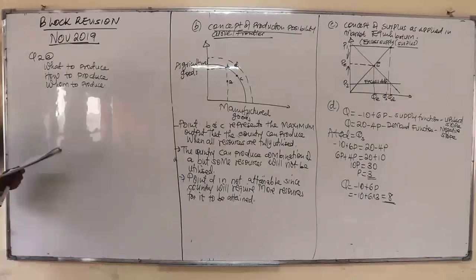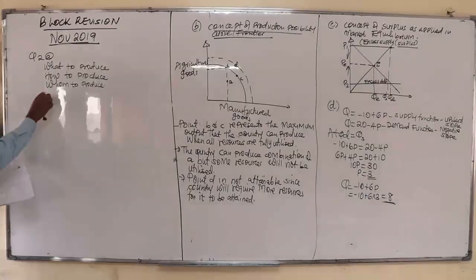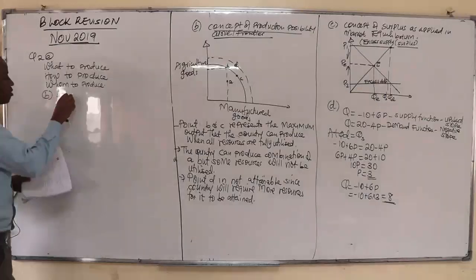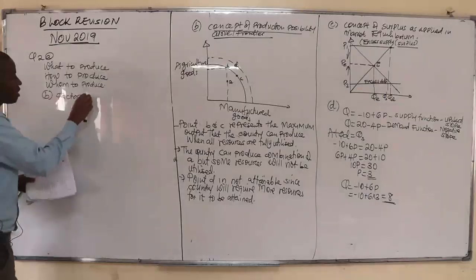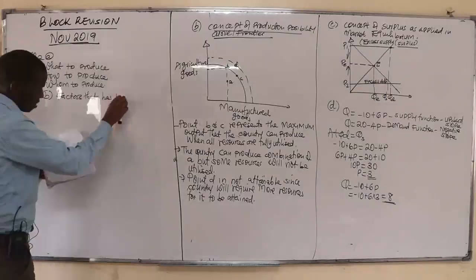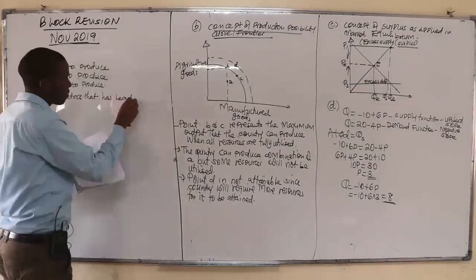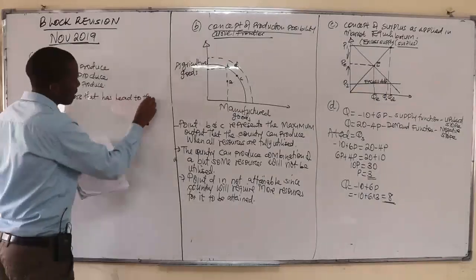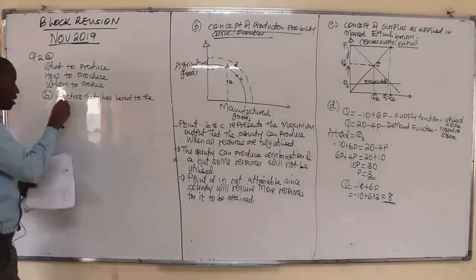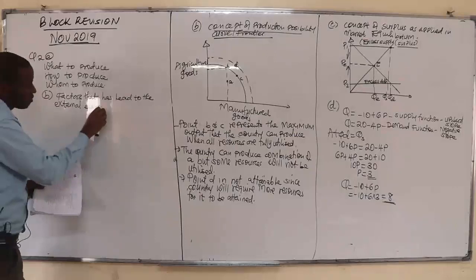Now we go to question 2B. You are required to talk about the factors that have led to the external economies of scale.